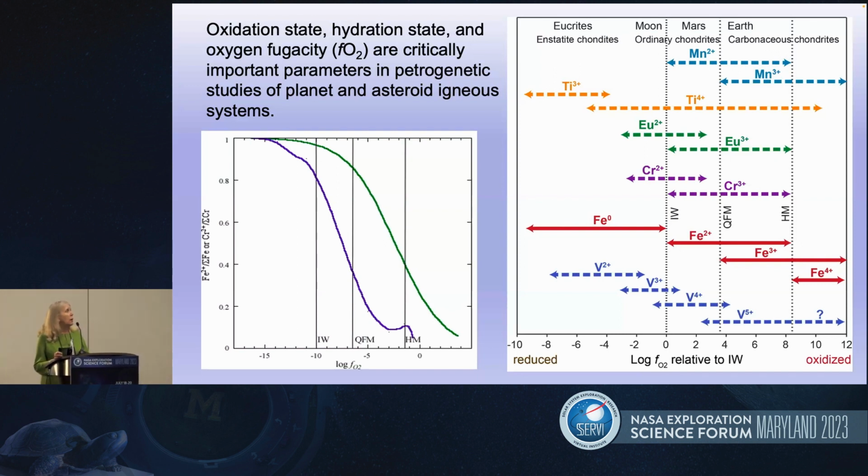And so in our work, we've been looking at the valence state of different multivalent elements as a proxy for understanding oxygen fugacity in the lunar interior. And we're also interested in how oxygen fugacity relates to hydrogen fugacity. It's very difficult to measure both of those things at nanoscales, but we've figured out ways to do that.